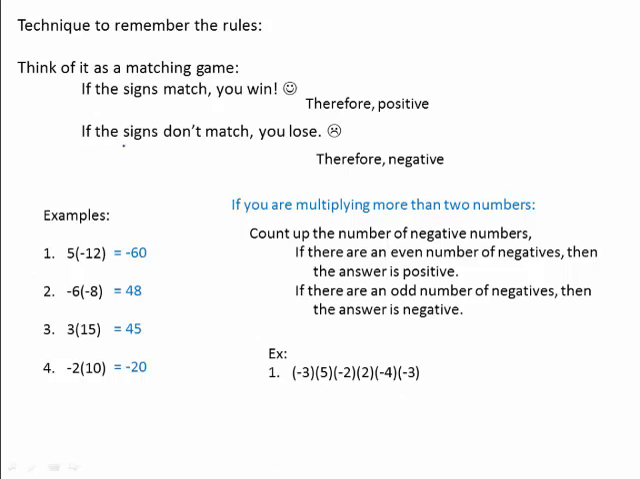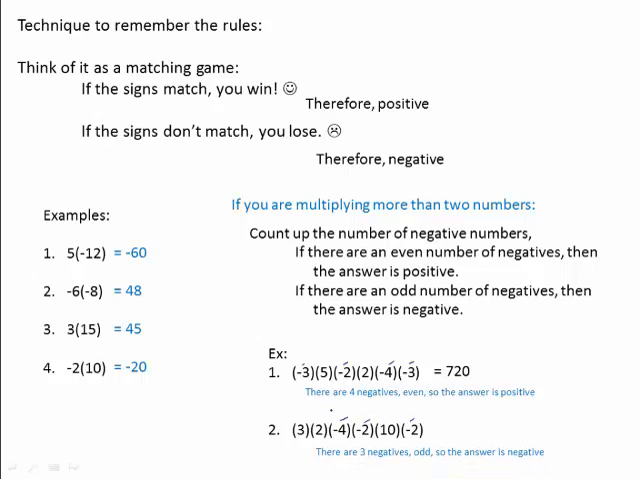So here's an example. When I count these, I have 1, 2, 3, 4. 4 negatives. That's even, so my answer will be positive. When I count these, I have 1, 2, 3. 3 negatives is odd, so the answer is negative.